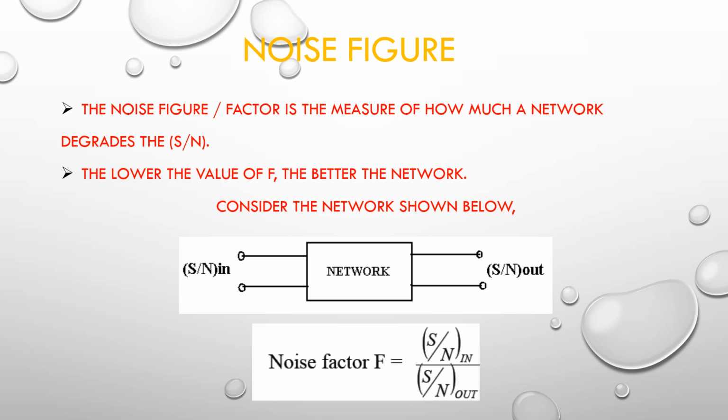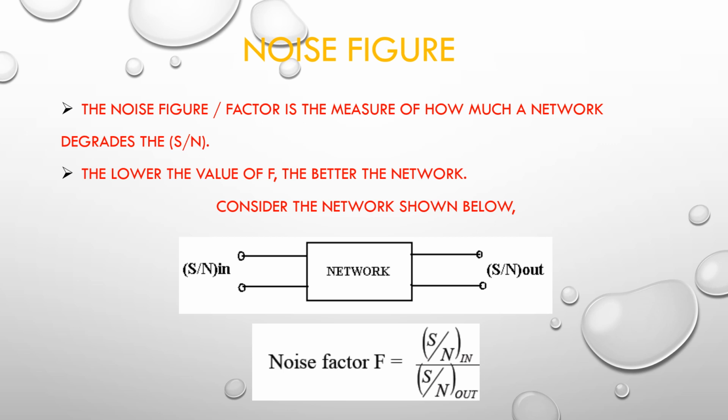This diagram illustrates a perfect definition of a signal to noise ratio. This is a two-port network. This is the SNR at the input side and SNR at the output side. So what is the noise factor? It is the ratio of input SNR by output SNR.